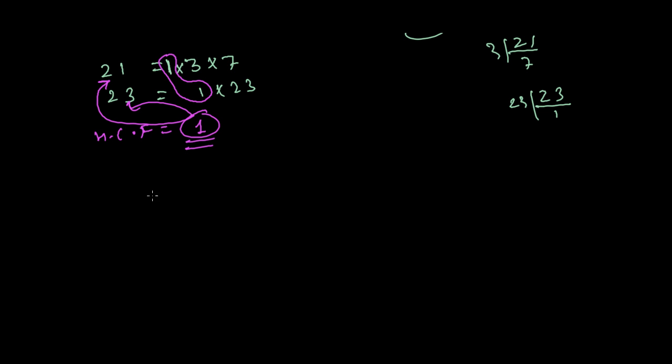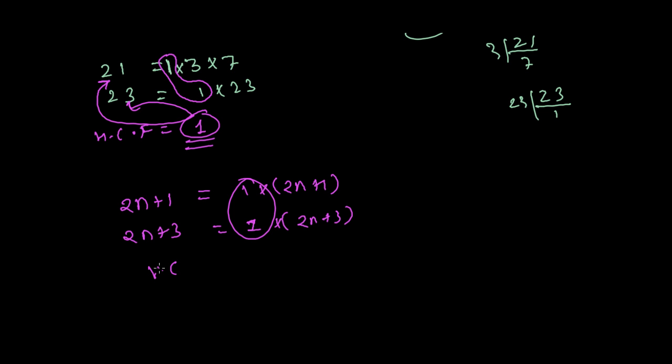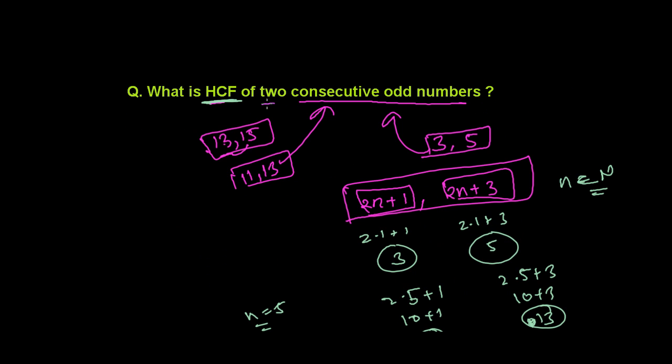If you take the form of n also, with 2n plus 1 and 2n plus 3, the factors will again be 1 times 2n plus 1 and 1 times 2n plus 3, because there is nothing common between these two terms. So again 1 is common, and the highest common factor is 1. So any two consecutive odd numbers have a greatest common factor, or highest common factor, of 1.